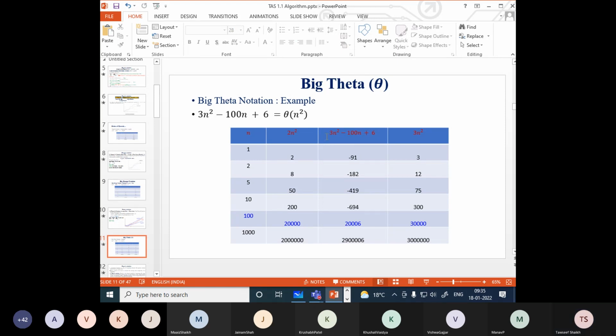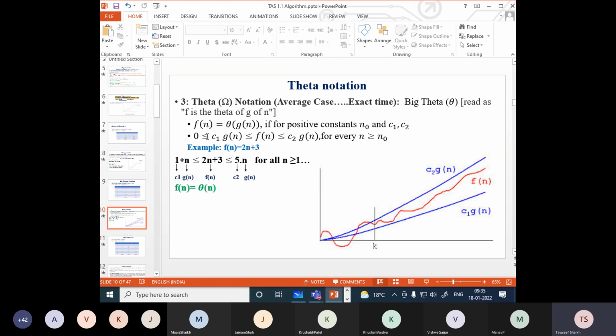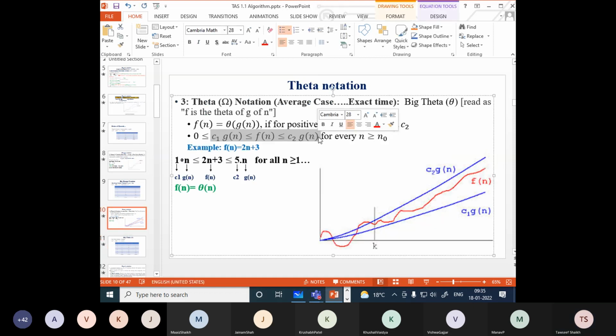Like we took 2n square in case of omega and 3n square in case of big O, and the actual function is 3n square minus 110n plus 6. So when we put n equal to 1, 2n square will become 2, this will become minus 91, this will become 3. Okay, so we have to see, is this condition satisfied? This one? No.